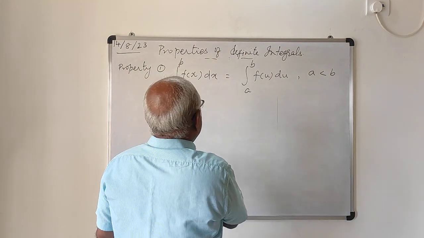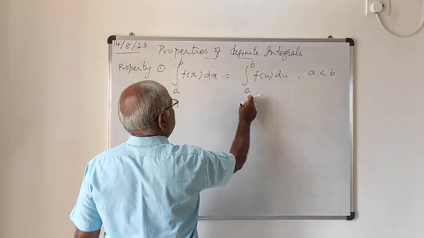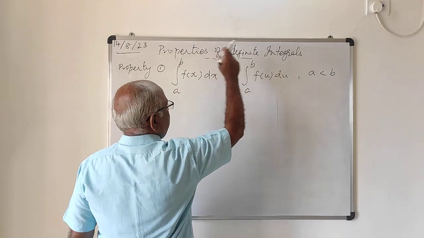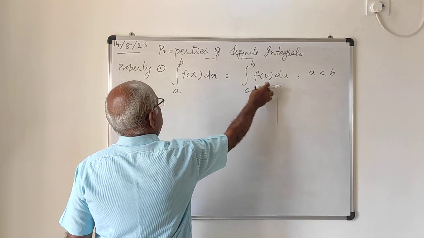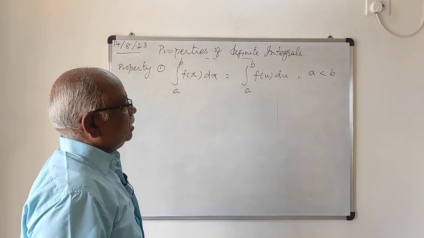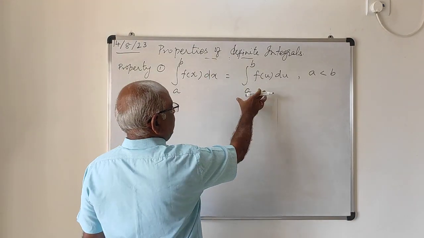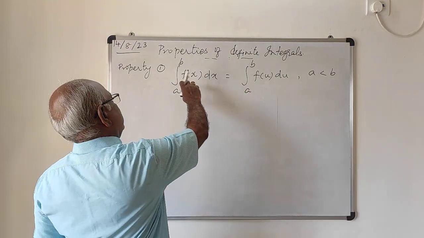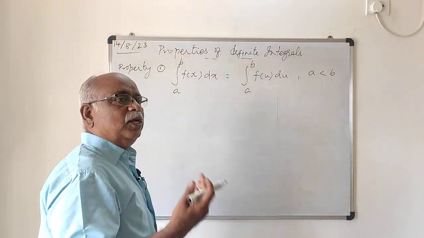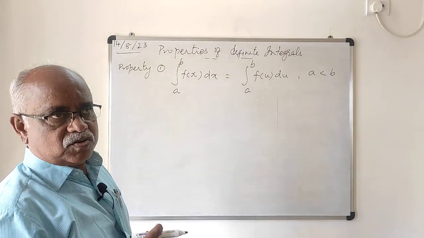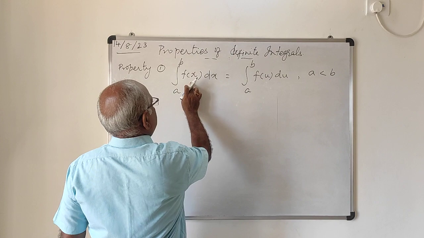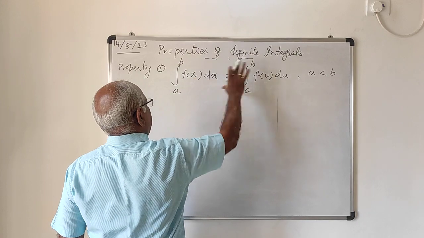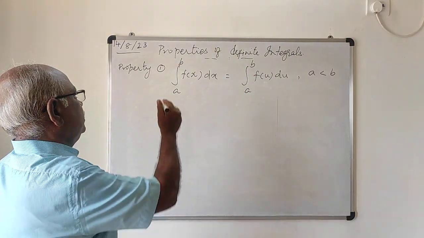So what this property shows is that integral a to b f of x dx is equal to integral a to b f of u du. If you change the variable, here x is the variable, here u is the variable, the integral value is not affected. The definite integral is independent of the change of variables. That means x is changed to the variable u, but the limits are all the same, and the value of the integral is also the same.